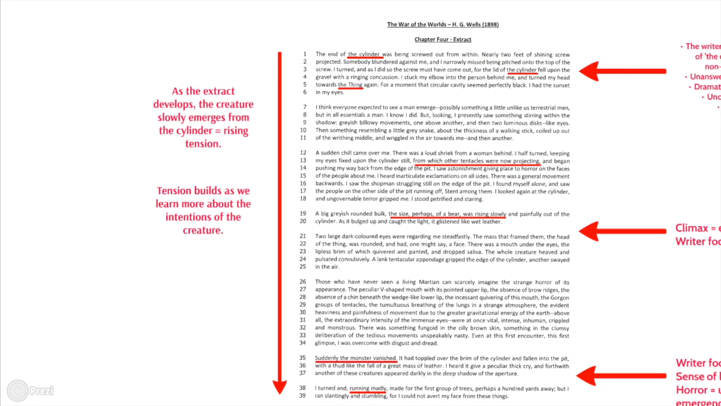Now, as you read the source through, incidentally, you can get this extract from my website, asiaexams.wordpress.com. But as you read this extract through, you realise that the tension builds, okay? And that's because the writer describes the creature emerging from the cylinder, okay? As we learn more and more about the intentions of the creature itself, the tension builds within the extract.